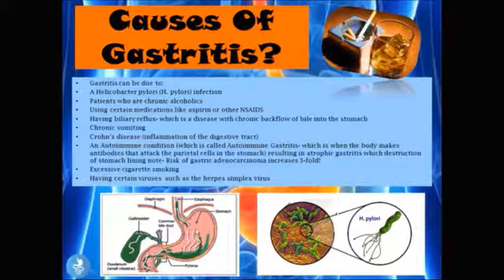And because the stomach is an acidic environment and this bile is alkaline, it's going to cause irritation to this lining, and that's why we have the development of gastritis in biliary reflux. And this is just a microscopic view of what the H. pylori infection looks like. And H. pylori is actually the most common cause of gastritis.